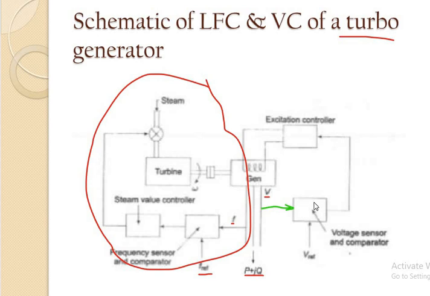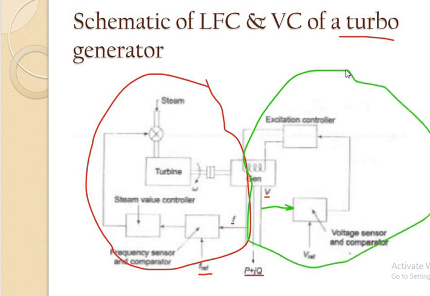So what block would this be? This is a voltage sensor and comparator. It will compare the actual value of the voltage with the reference value, and the error will be provided here. This is an excitation controller, which will control the excitation. In this case the actual value is 400 volts, whereas our reference value was 440 volts. So our excitation controller would increase the excitation. Once the excitation is increased, your output voltage will also increase. This section is called the excitation control, or the excitation voltage control.